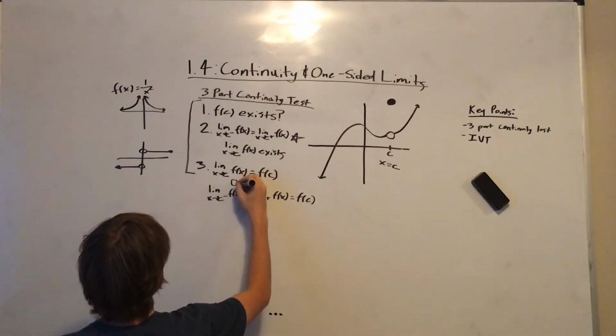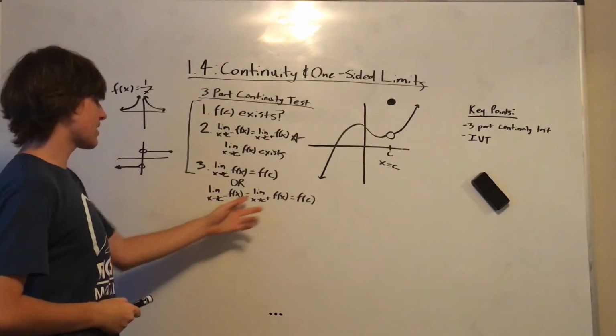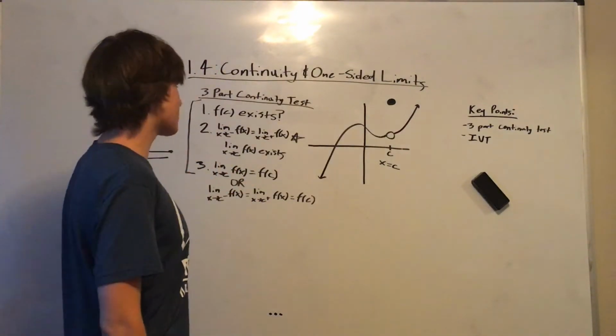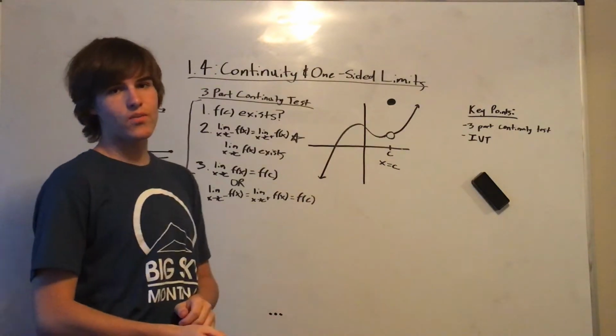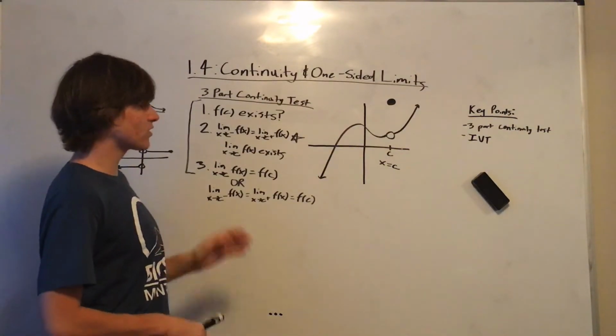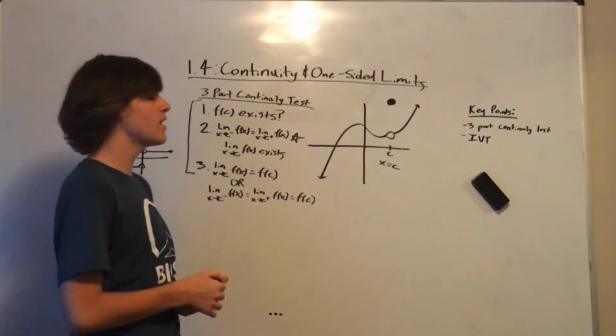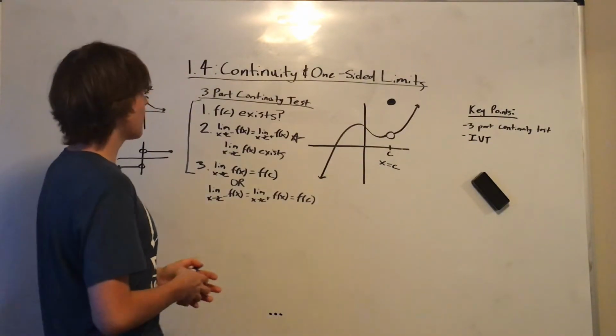This is like an either or situation kind of here, because if this limit exists, this has to be true anyway. It's just a matter of preference, in my opinion. So that's the three-part continuity test. Use this to show if a function is continuous at a point or not. It will always work, and you can fall back on it.